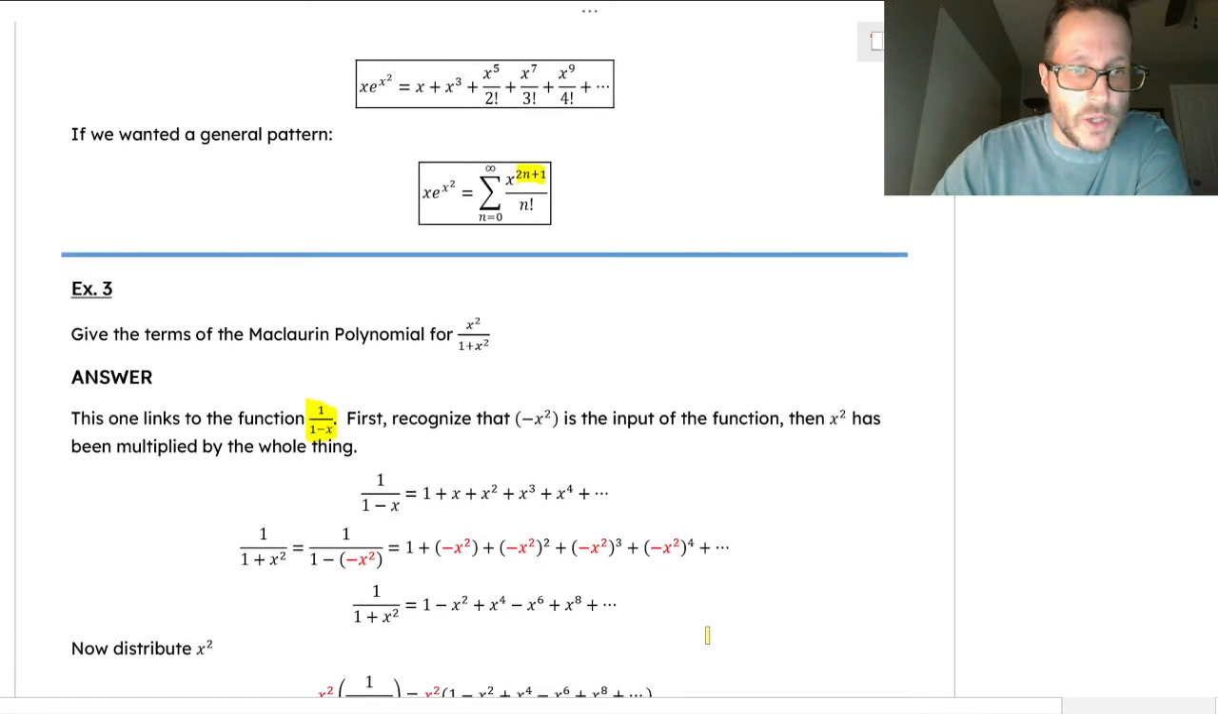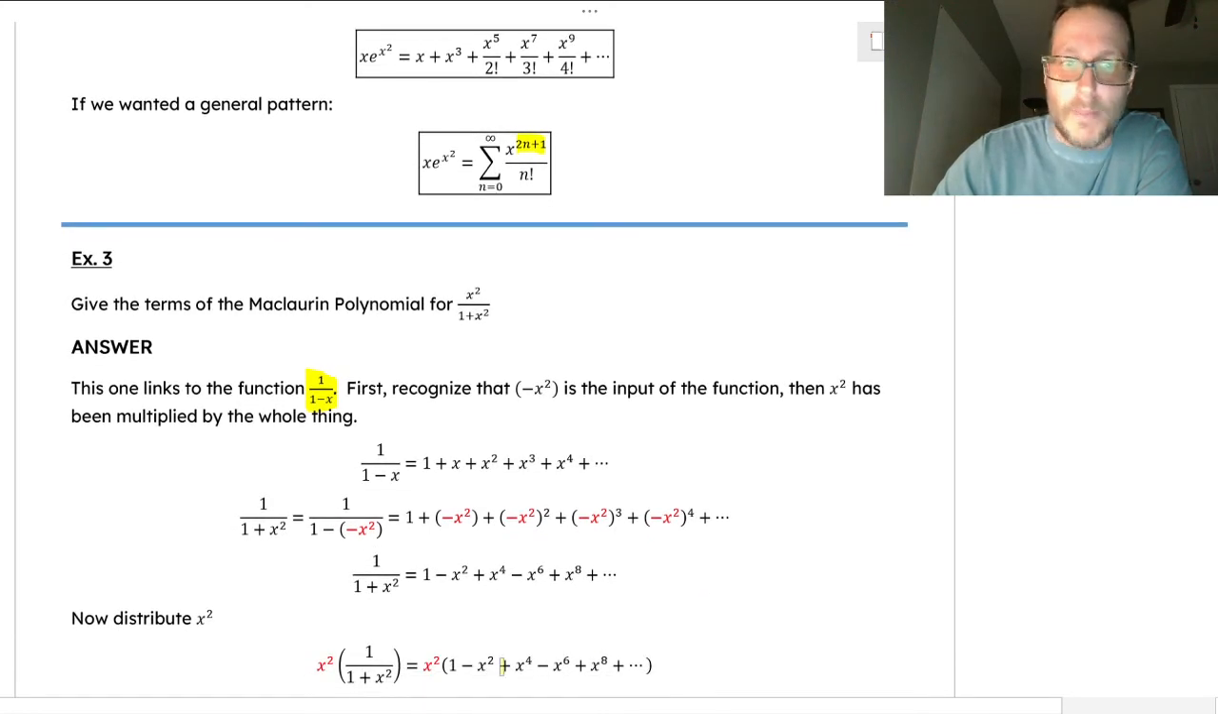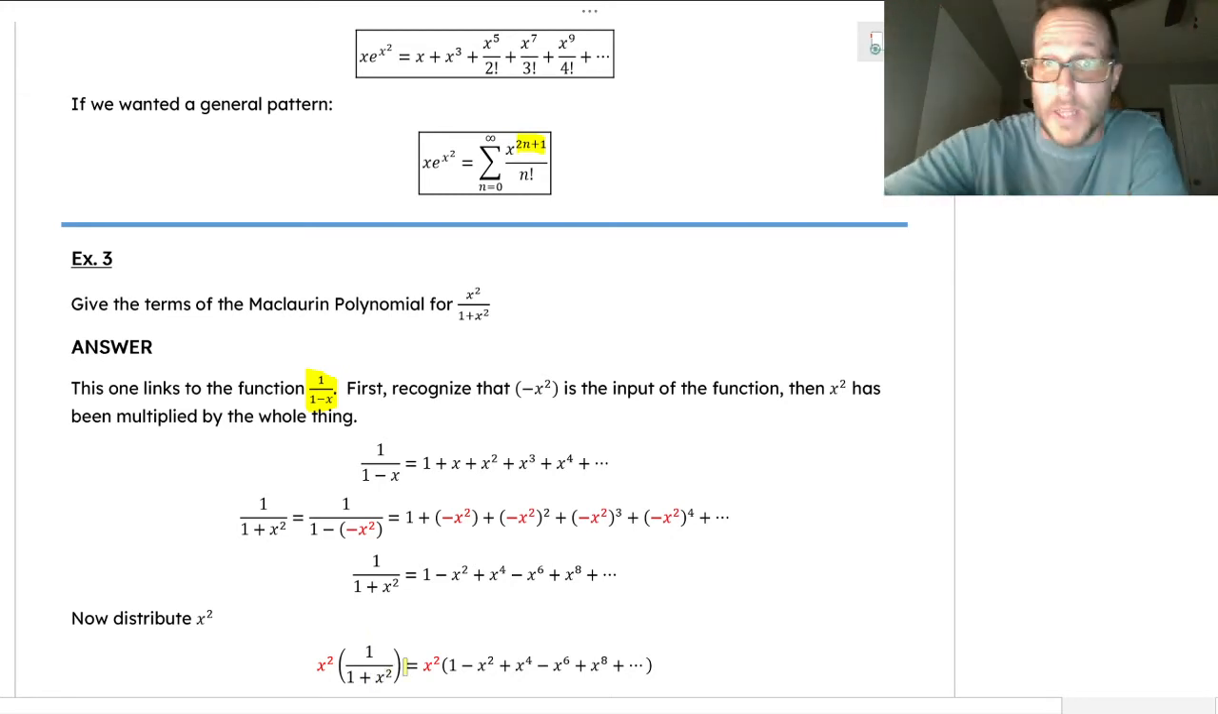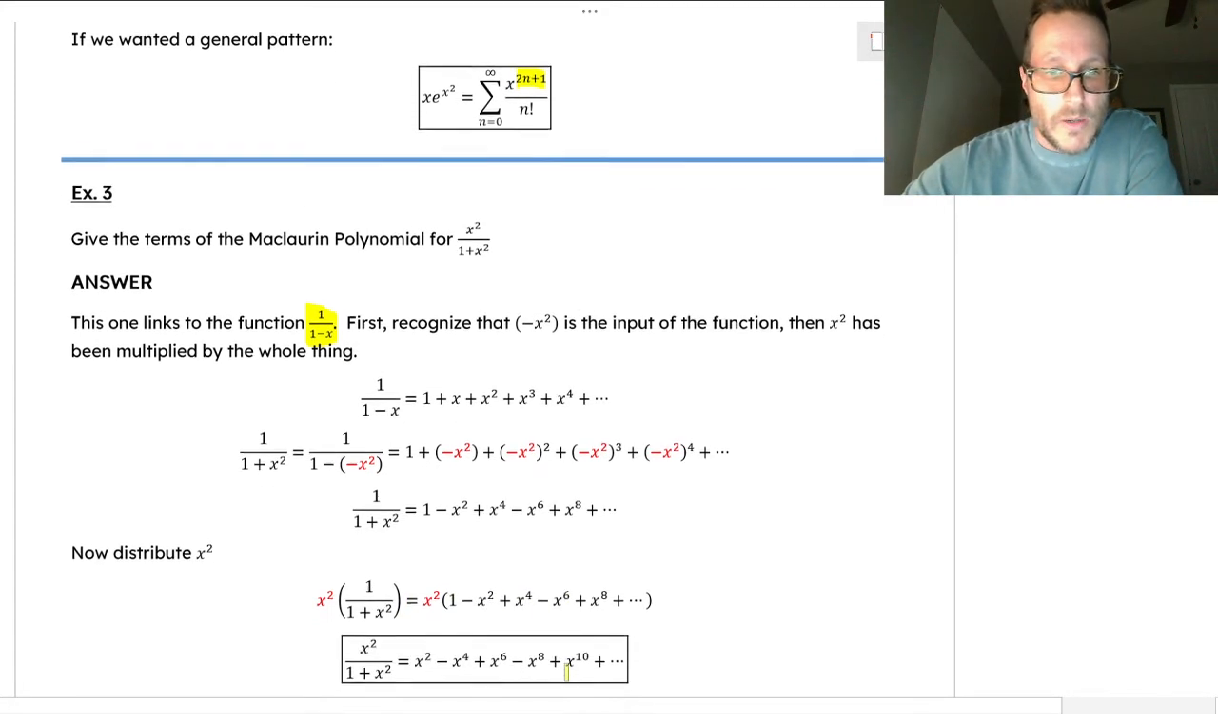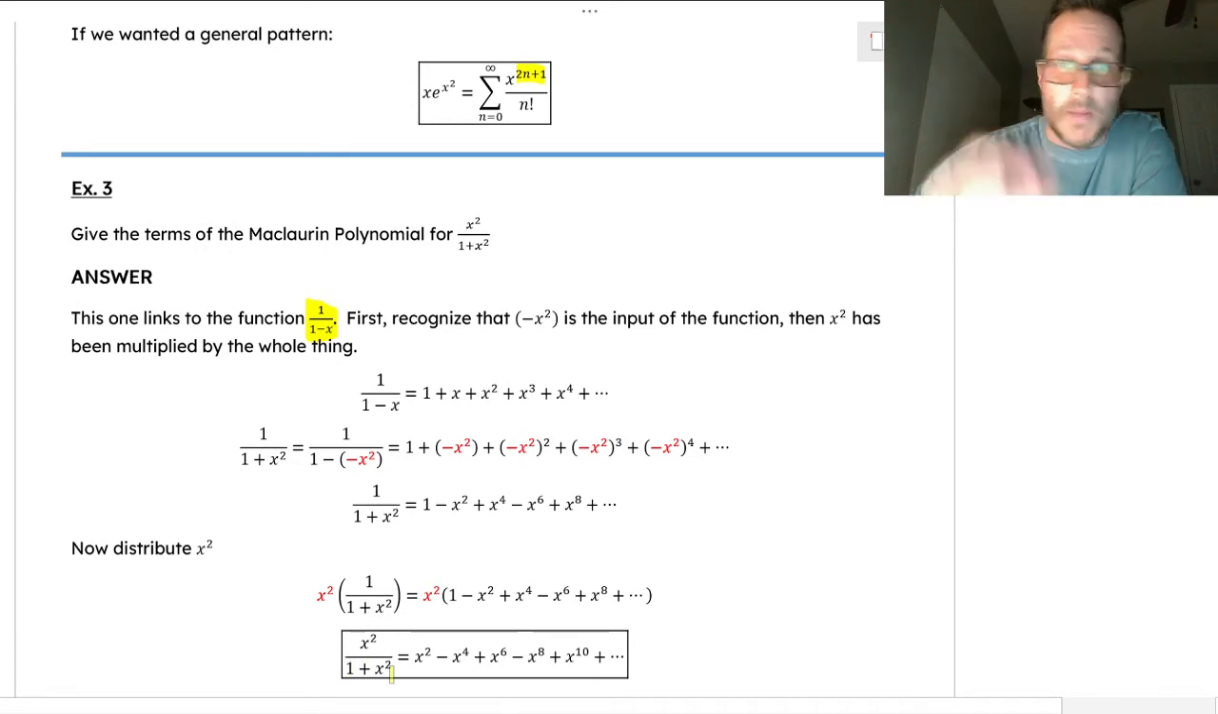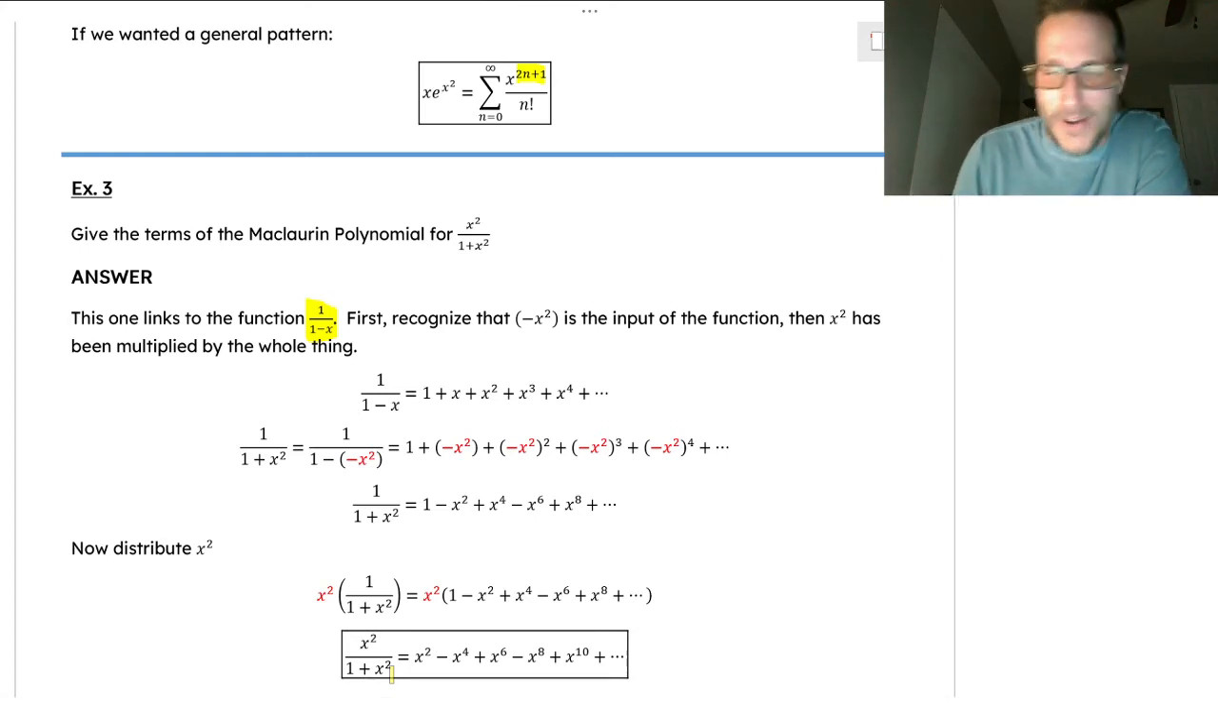And then we're going to distribute x squared to the whole kit and caboodle. So you multiply x squared to the function. It's the same as multiplying x squared to the polynomial. And that is just going to bump all of the powers up by 2. So here we go, x squared over 1 plus x squared. You see it there, there's the polynomial. And not a single derivative was necessary. Oh, man, that was easy.